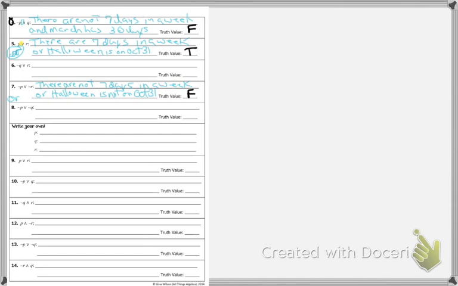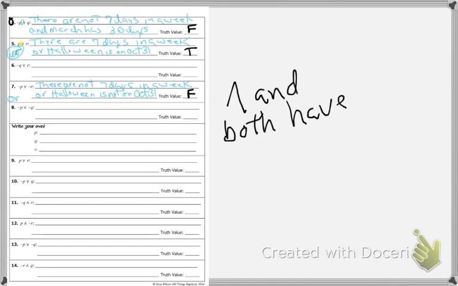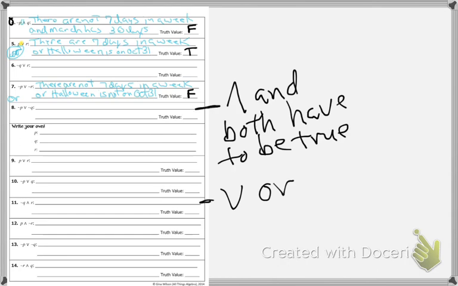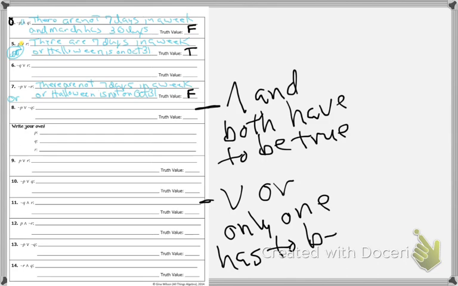And you simply keep on going with each and every one. Make sure you pay attention that this symbol is and. Both have to be true. And this symbol is or. Only one has to be true.